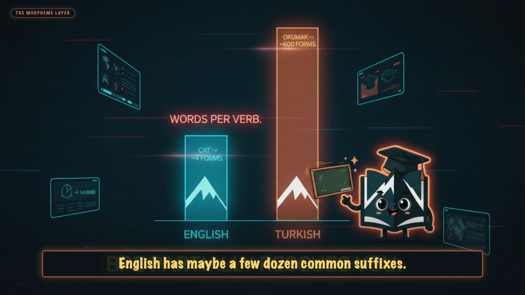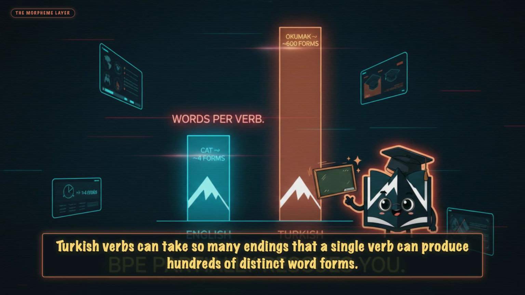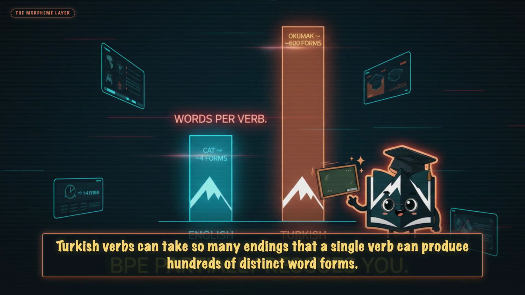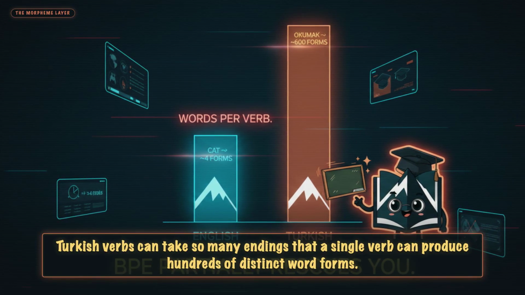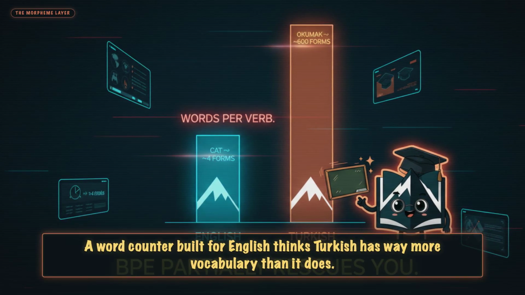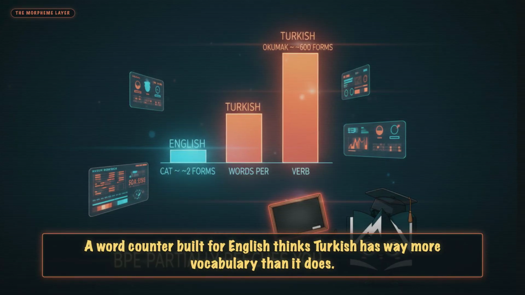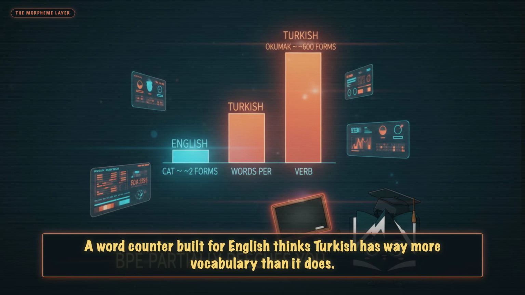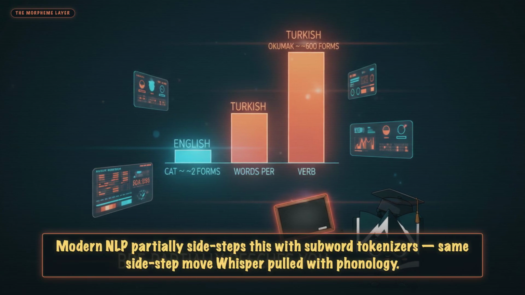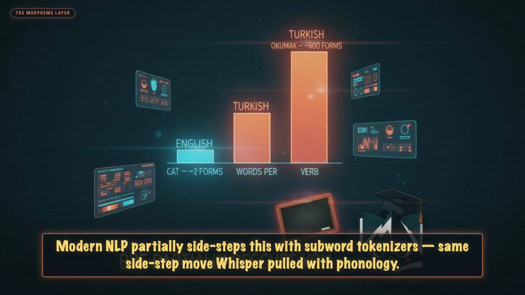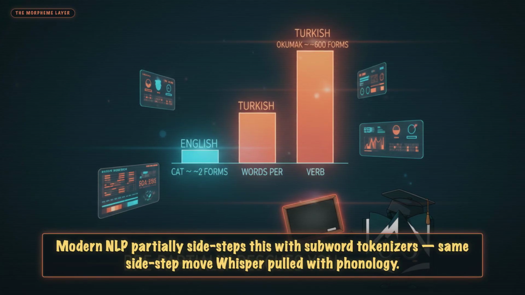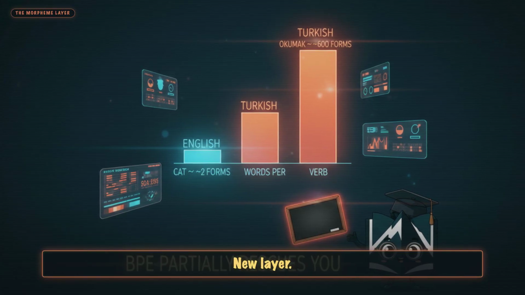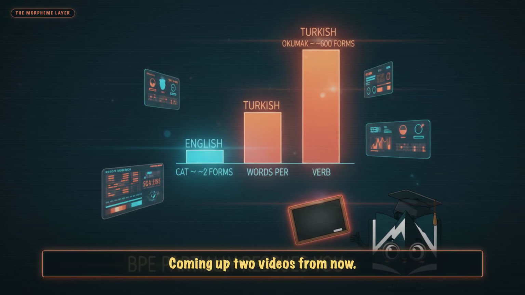So here's the lesson that breaks naive NLP. English has maybe a few dozen common suffixes. Turkish verbs can take so many endings that a single verb can produce hundreds of distinct word forms. A word counter built for English thinks Turkish has way more vocabulary than it does. Modern NLP partially sidesteps this with subword tokenizers. Same sidestep move Whisper pulled with phonology, same trick, new layer. Coming up 2 videos from now.